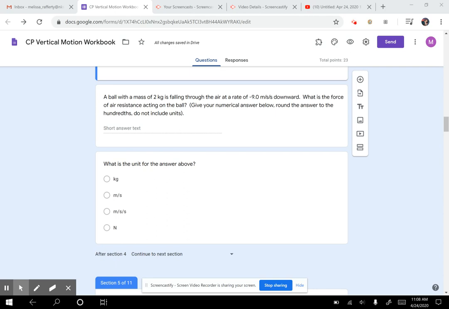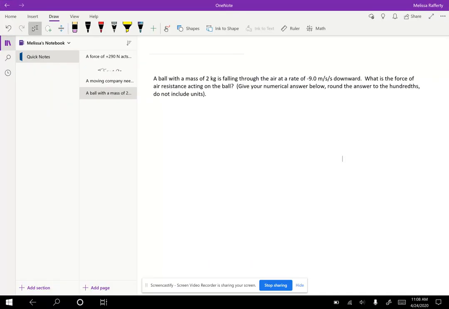Okay, here we go. Answer for number 3, the ball falling through the air. So we have a ball with a mass of 2 kilograms falling through the air at a rate of -9 meters per second squared downward. What is the force of air resistance acting on the ball?